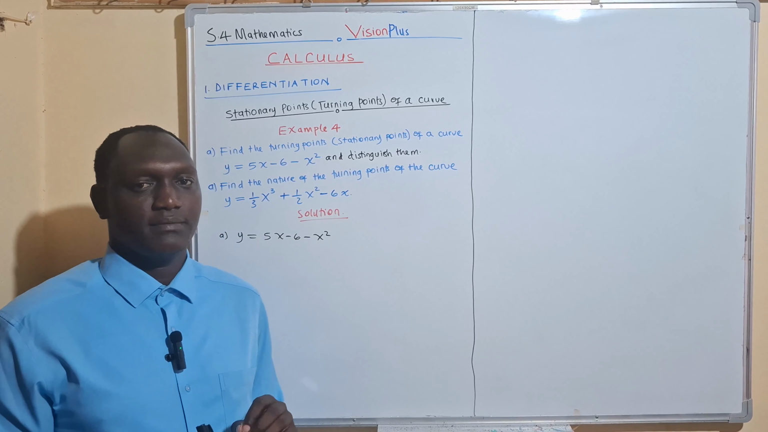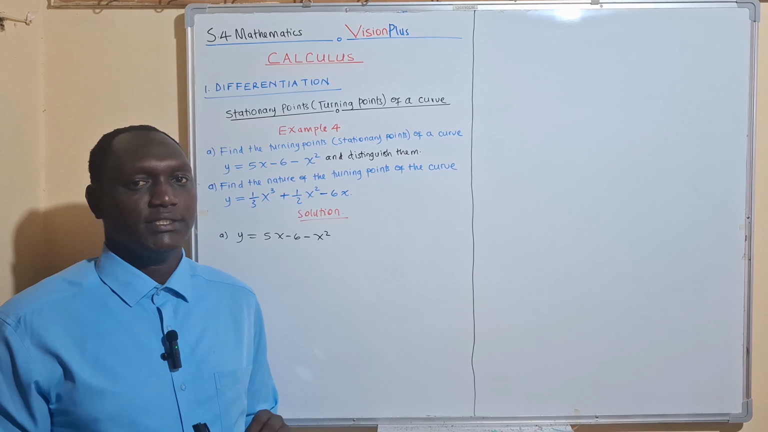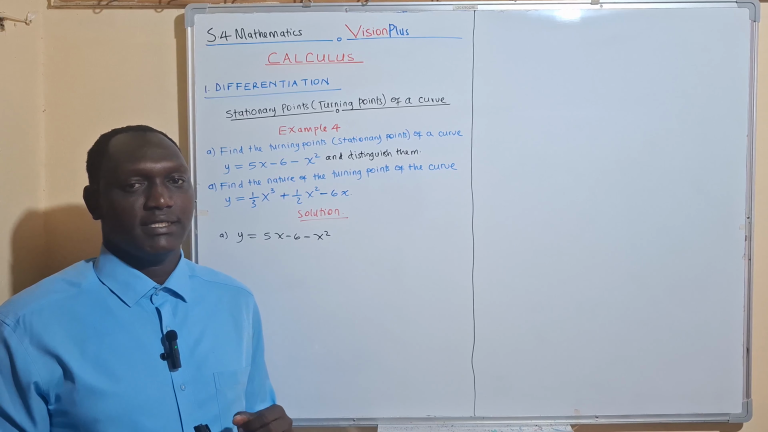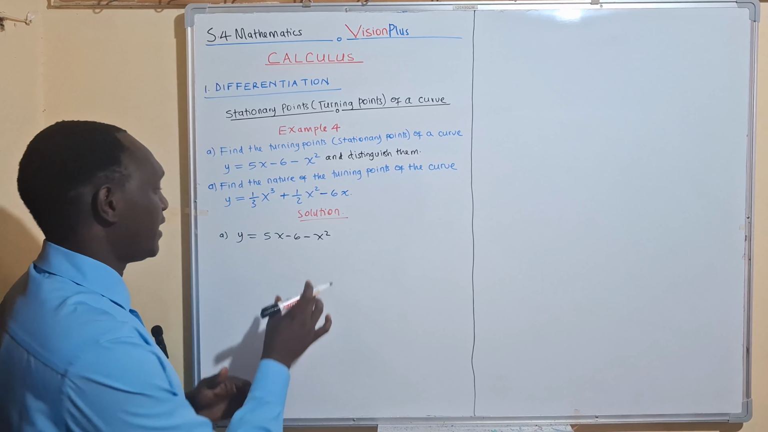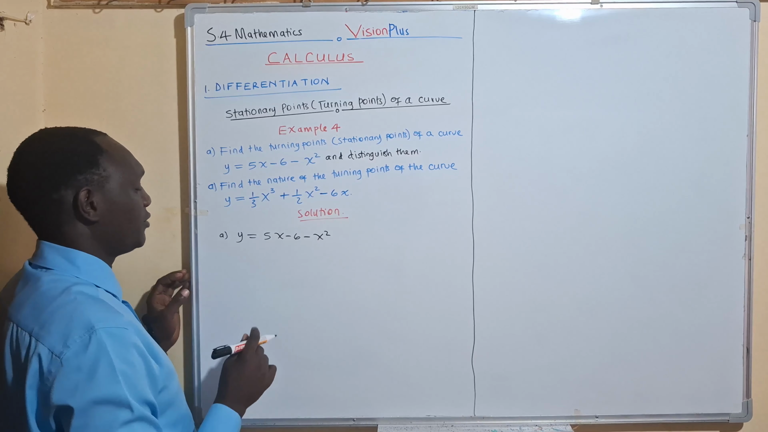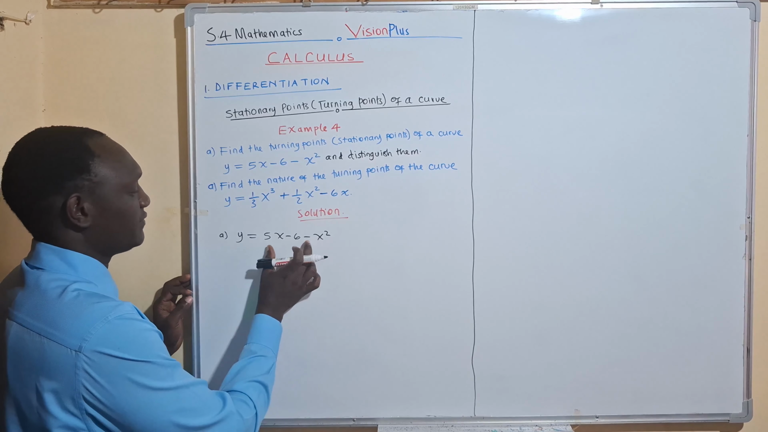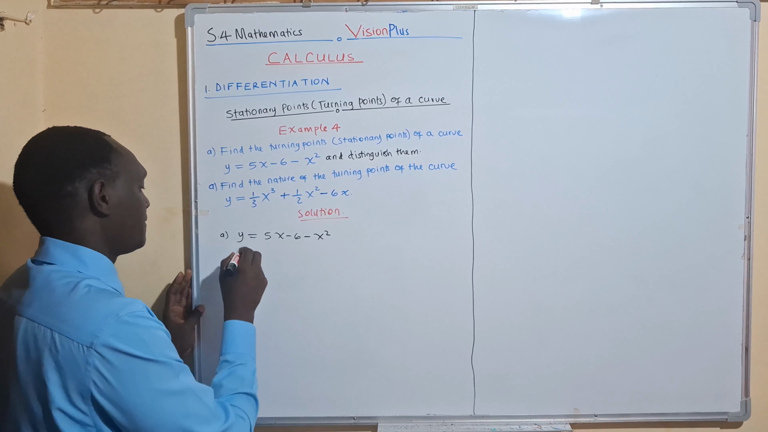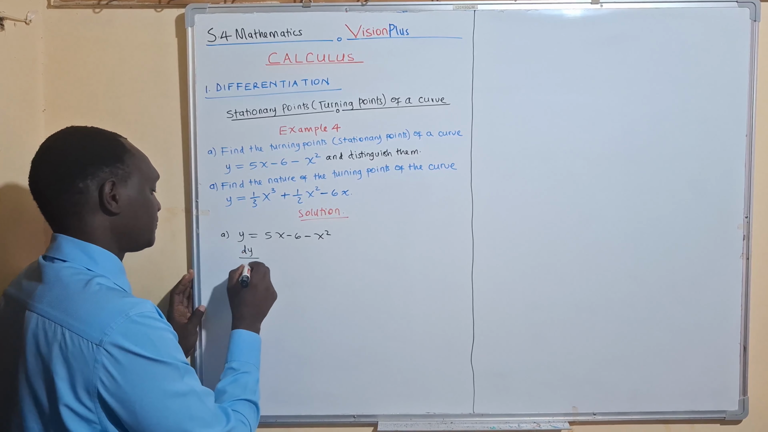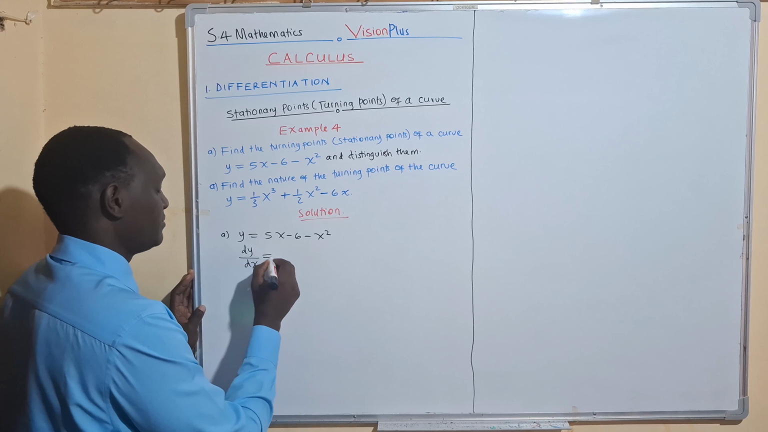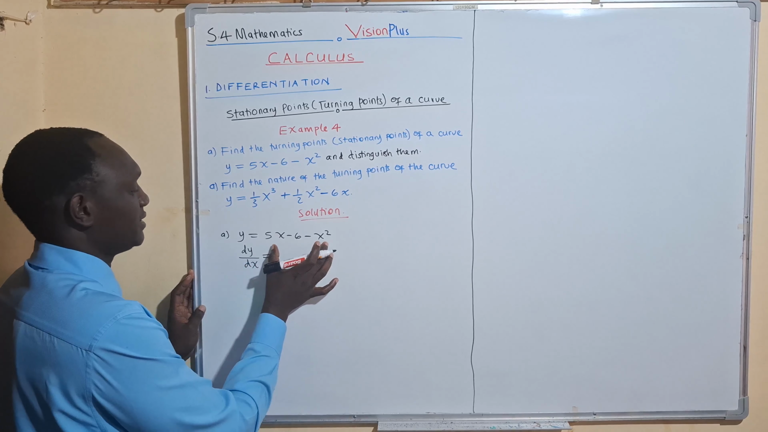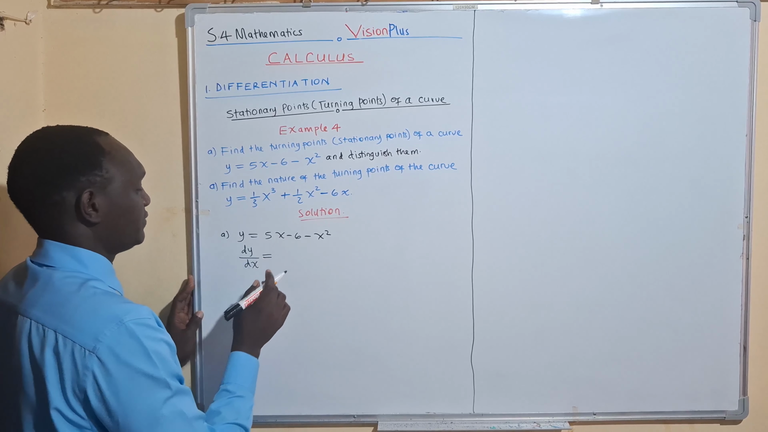What do we know at the turning point? At any turning point on a curve, the gradient is 0. That implies that dy/dx is 0. So we need to find dy/dx. dy/dx is the derivative of the curve. Therefore, dy/dx becomes, we need to differentiate the function of the curve.